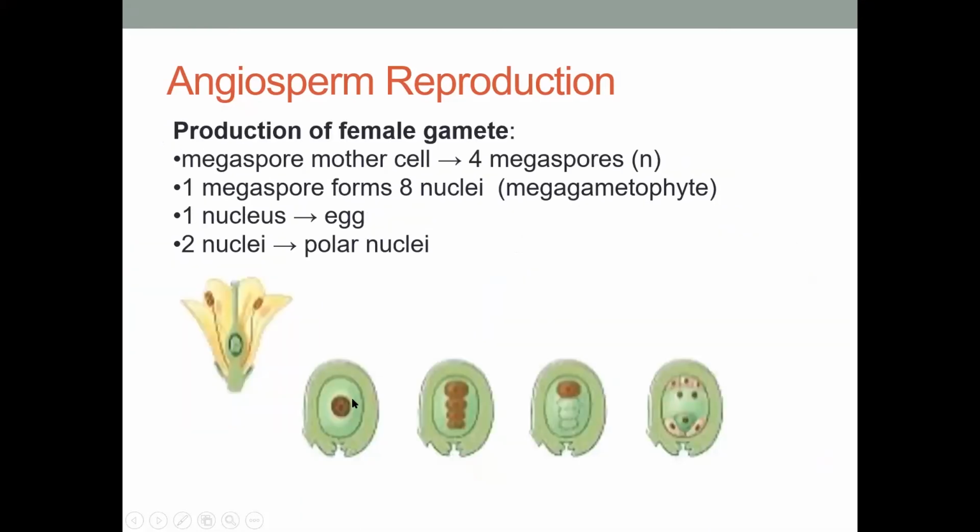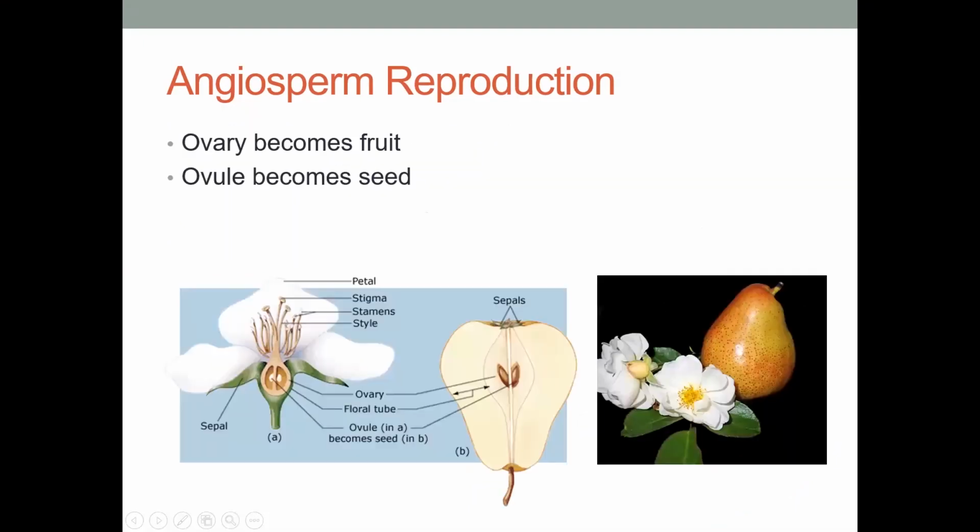And then after meiosis, you end up with 4 megaspores. 3 of them disintegrate, and you're left with 1 that will grow to be the megagametophyte, which is that 7-cell, 8 nuclei structure. And then after double fertilization occurs, you're going to have that ovule become a seed, where that integument of the ovule becomes the seed coat. And then the ovary itself that had all those ovules in it is going to become the fruit.